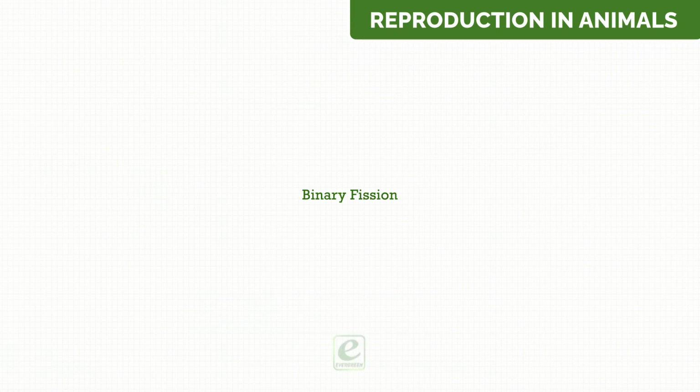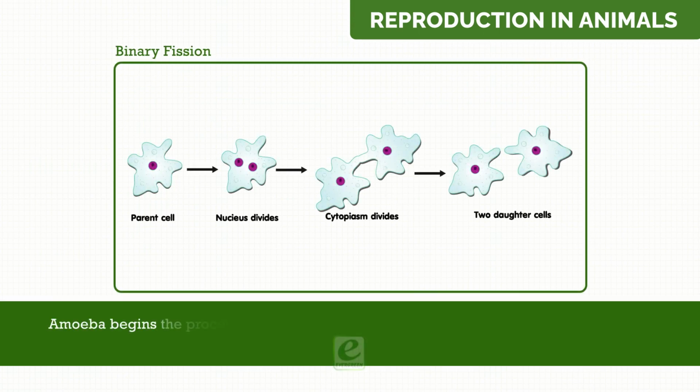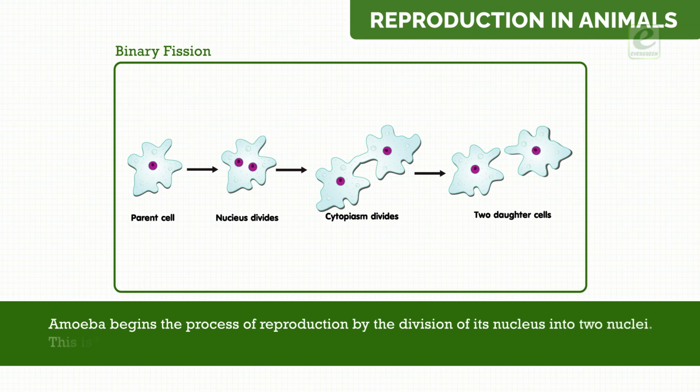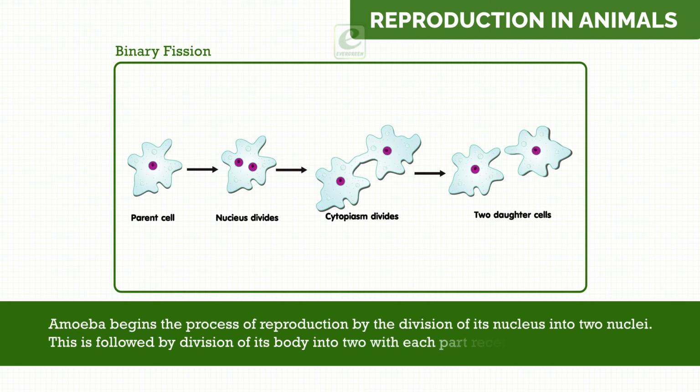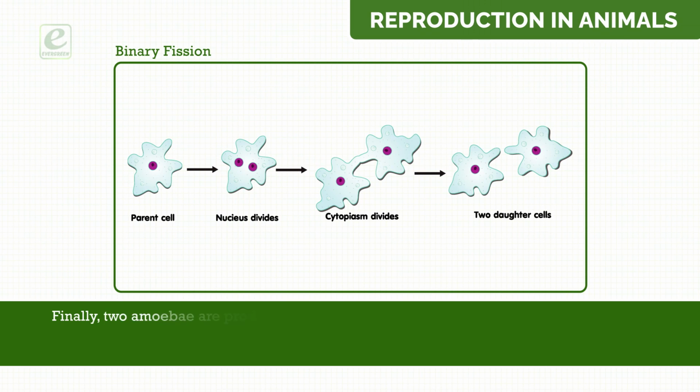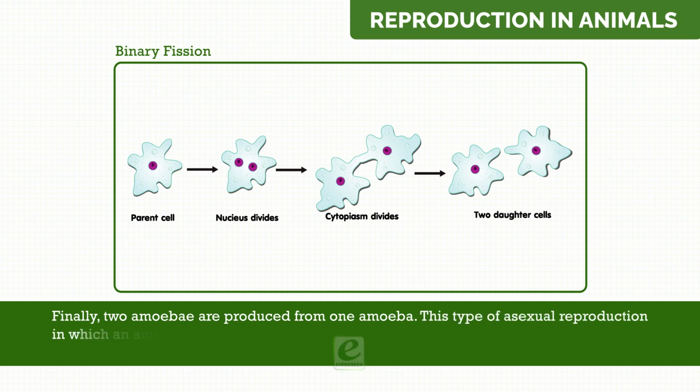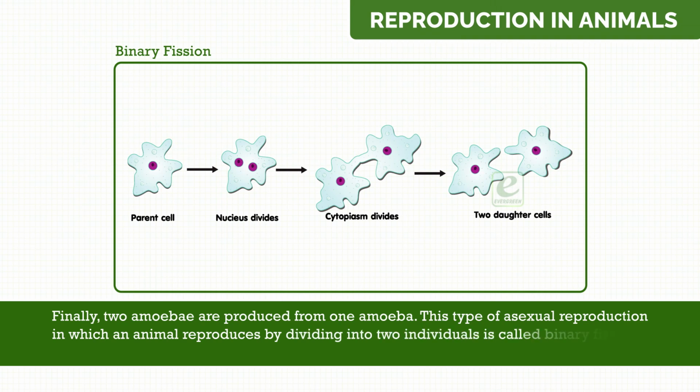Binary fission. Amoeba is a single-celled organism, and it begins the process of reproduction by the division of its nucleus into 2 nuclei. This is followed by division of its body into 2, with each part receiving a nucleus. Finally, 2 amoebae, plural of amoeba, are produced from 1 amoeba. This type of asexual reproduction, in which an animal reproduces by dividing into 2 individuals, is called binary fission.